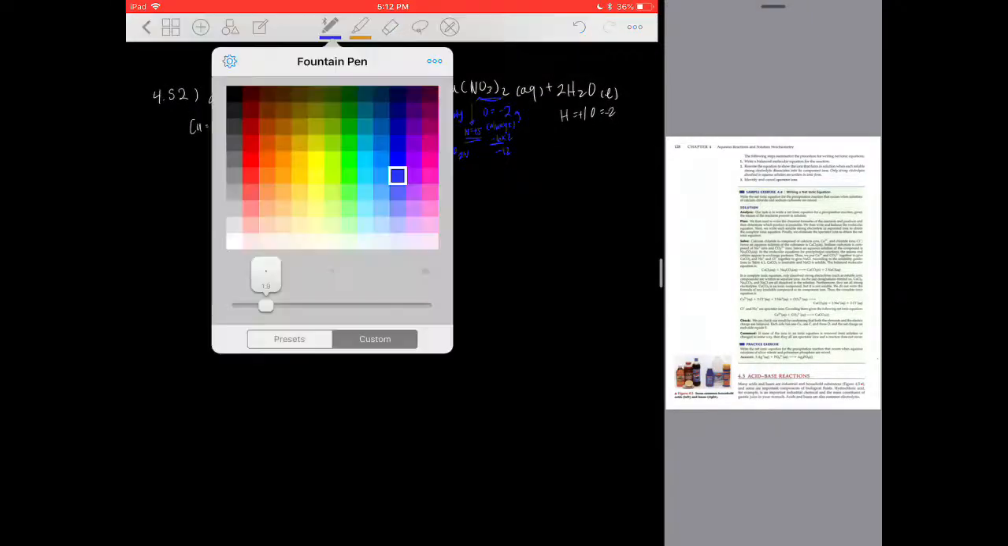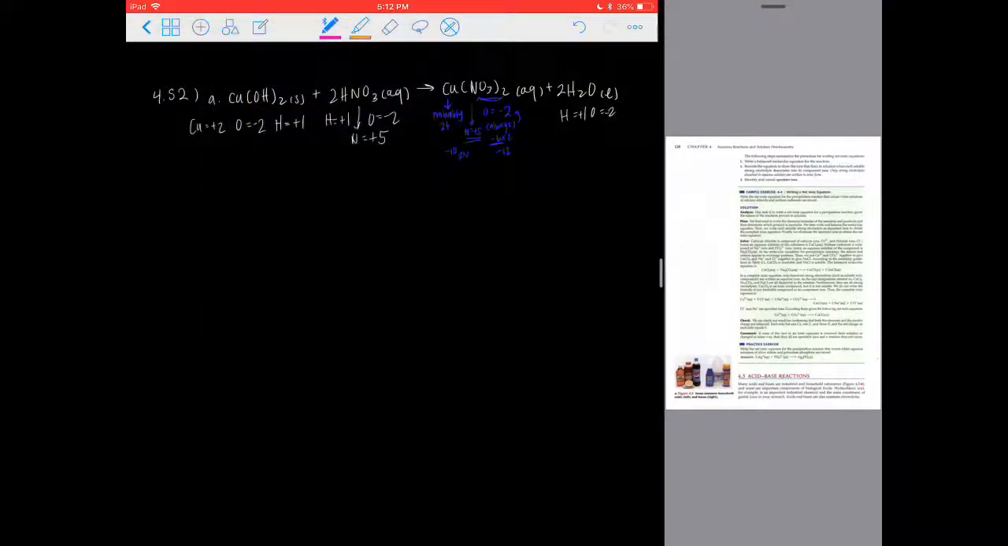So as you can see here, we pretty much have a non-redox reaction because everything is the same. Nothing gets oxidized or reduced. The Cu +2 on the left side matches up with the charge on the right side. The O's match up, the H's match up. Everything just matches up perfectly.